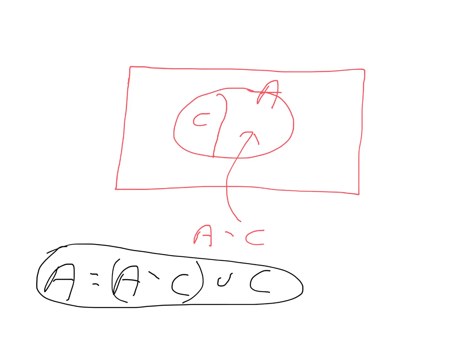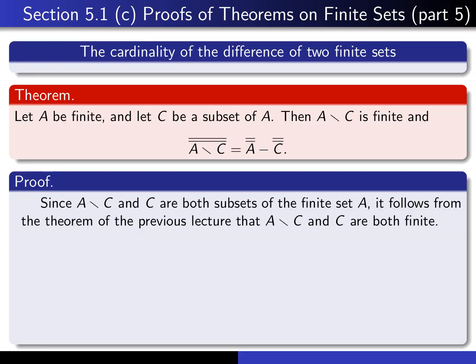And so we can calculate the cardinality of A by writing it as the sum of the cardinality of A minus C plus the cardinality of C. So we're using the theorem from the previous lecture. If we do that, then if we simply subtract the cardinality of C from both sides, we get exactly the result that we're looking for. So that's the idea of the proof. So here are the details.